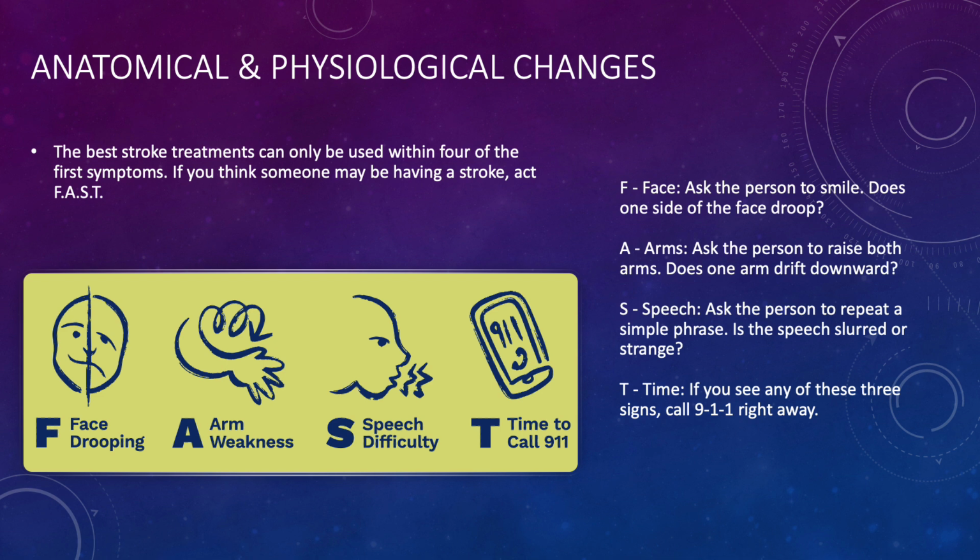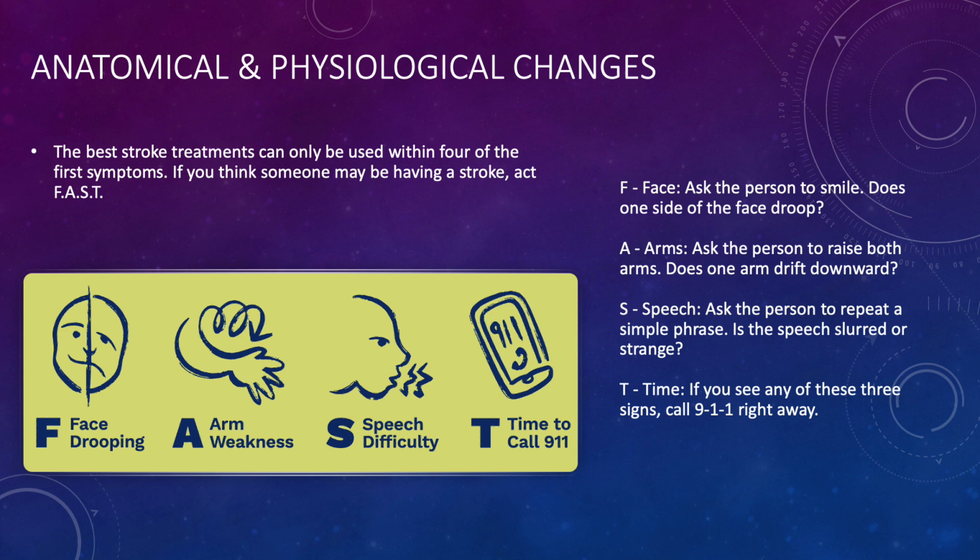Since early treatment is crucial, we would like to use the FAST method to identify a stroke. F stands for face drooping, A for arm weakness, S for speech difficulty. If you see any of these signs, it's T, time to call 911. These are your key indicators that someone you know is having a stroke.